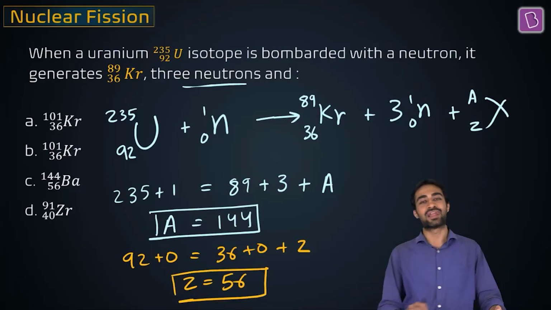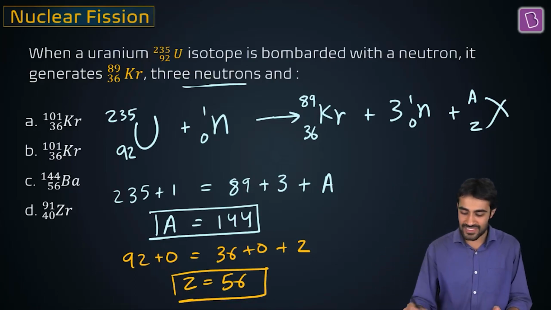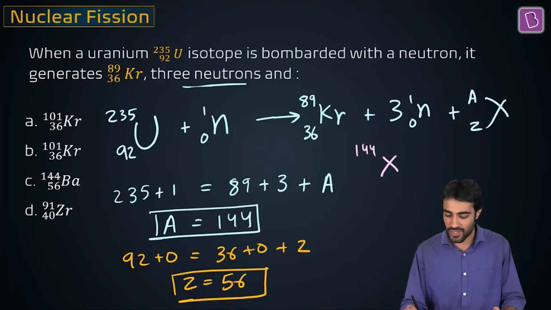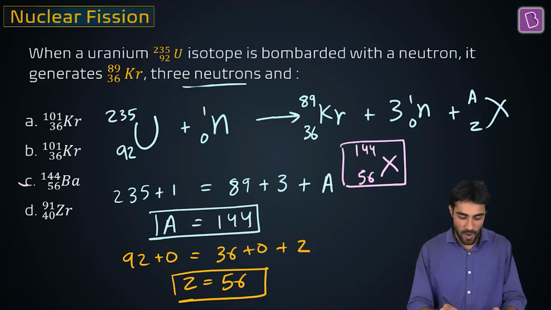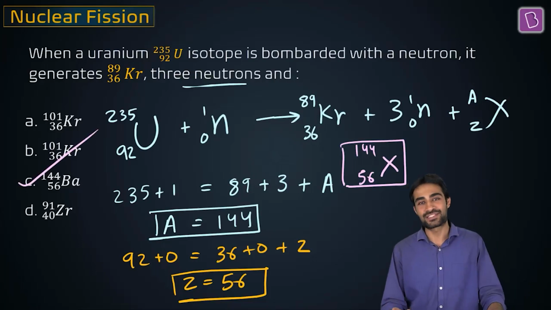All right, all right. So what is our mysterious element? X is no longer mysterious. We know everything about X. The mass number is 144. The charge number is 56. So this is our element. And we can see option C, barium, is our element. Option C is the right answer for this question.